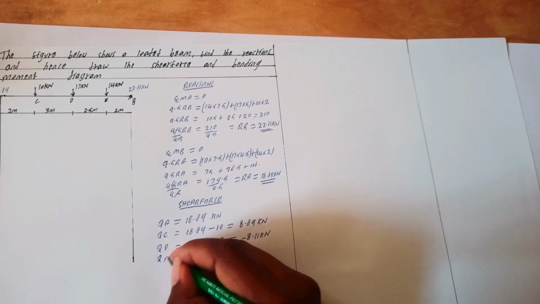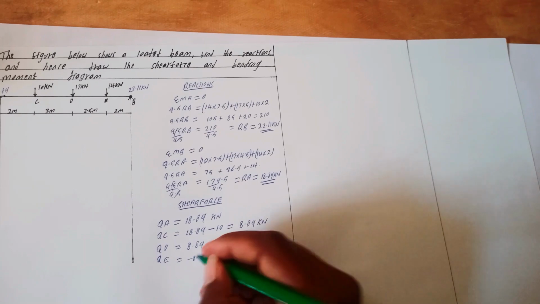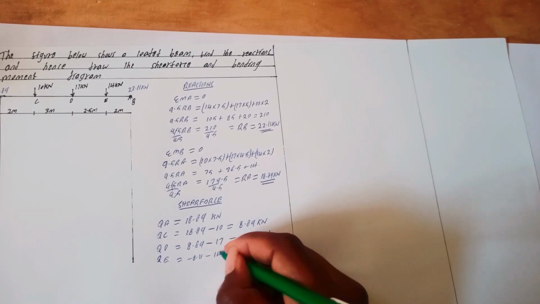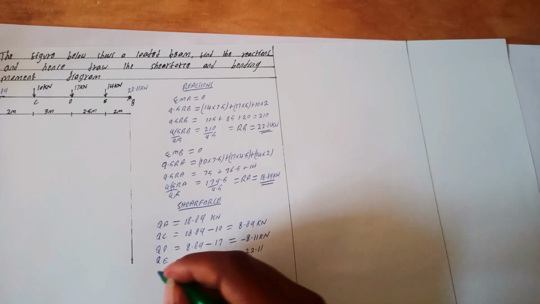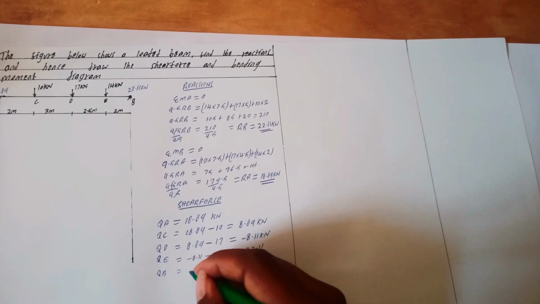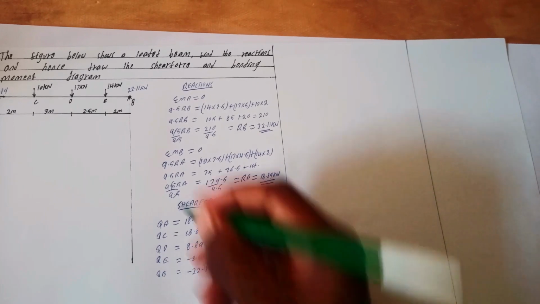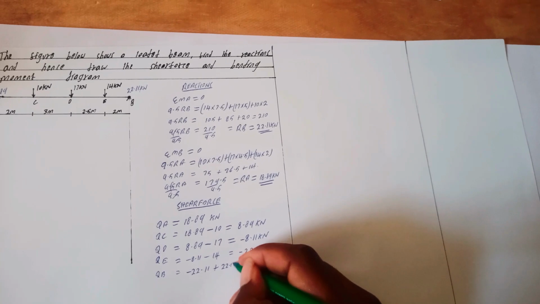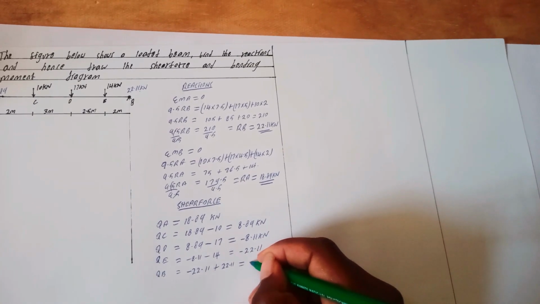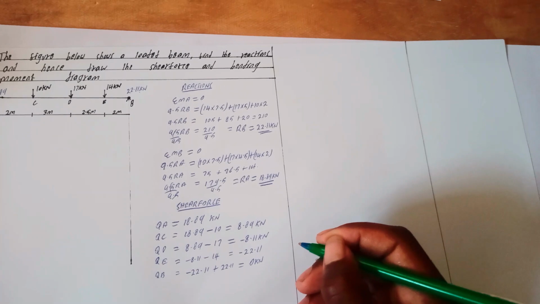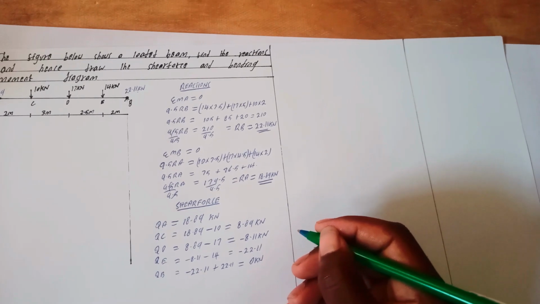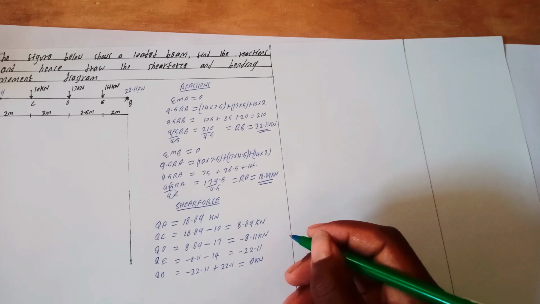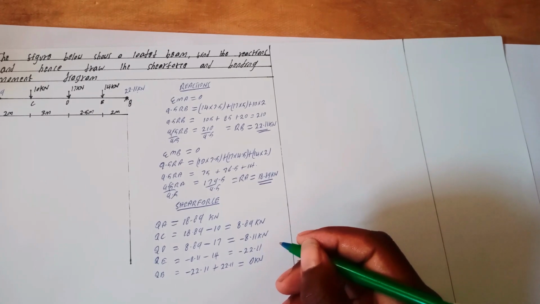Then I have Q at E. It will be now negative 8.11 minus 14. And this one will give me negative 22.11. So Q at B will be negative 22.11. I add the reaction at that point, which is 22.11, and it will give me 0 kilonewton. So with that one, we can be able to look for bending moment.